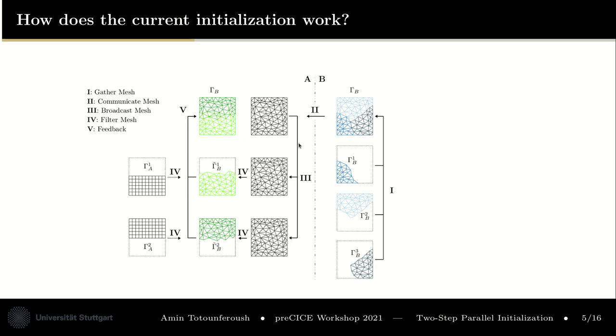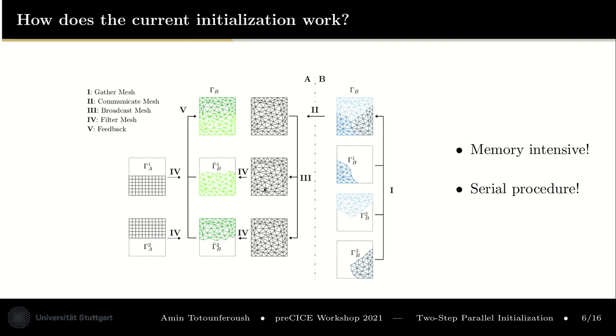Okay, let's see how the current scheme of the initialization works in preCICE. In the current scheme, we need to gather the interface mesh partitions into a single master rank. These are interface ranks of solver B. They gather their mesh partitions into their master rank. And the master rank of B communicates the mesh partitions to the master rank of A, and from there, the received mesh partitions are scattered to other ranks. Only after this step, each rank in the receiving solver can compare its own mesh partition to the received mesh partitions and find out which information must be communicated with which rank during the runtime.